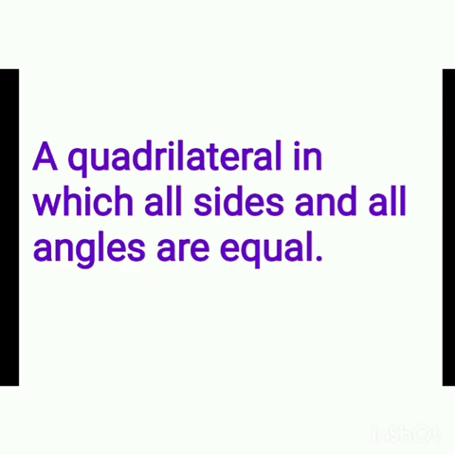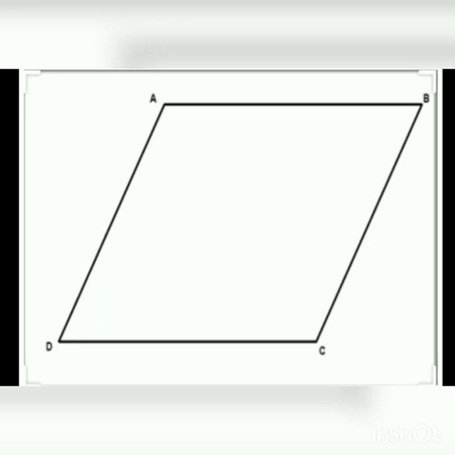Now the third type, parallelogram. What is a parallelogram? In the name itself, the word parallel is there, isn't it? So what is a parallelogram? This is a figure of a parallelogram. In a parallelogram, here we have A, B, C, D, right? In this parallelogram, AB and CD will be parallel. Similarly, AD and BC will be parallel.